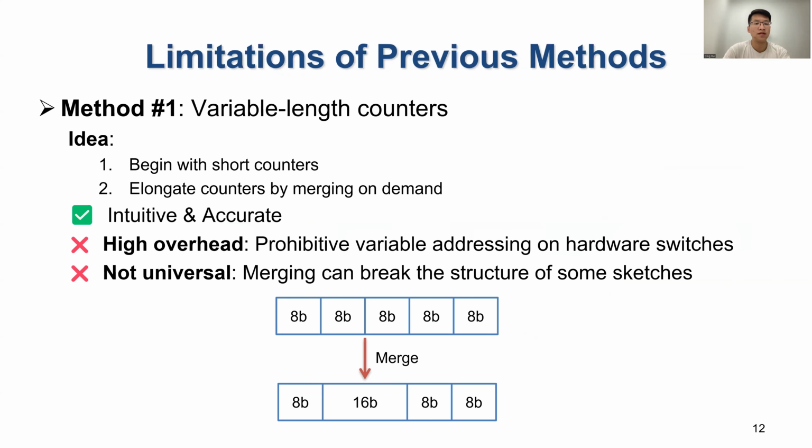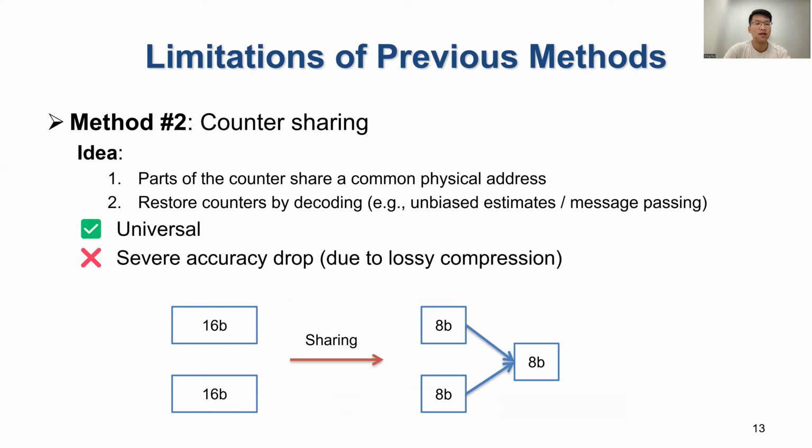Previous research proposes two methods. The first is to adopt variable length counters. Specifically, it begins with short counters and elongates them on overflow by merging with adjacent counters. This idea is of course intuitive. However, it incurs formidable addressing overhead, and it is not universal, since merging can break the data structure of some sketches.